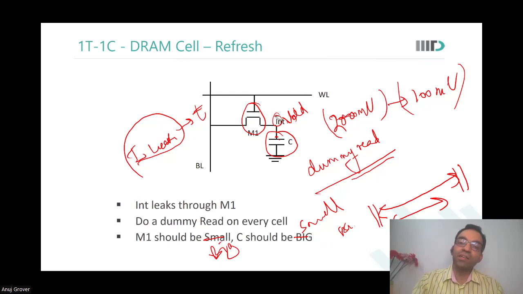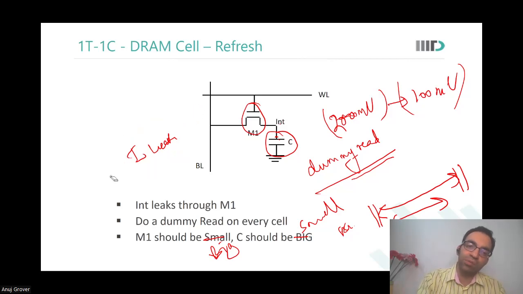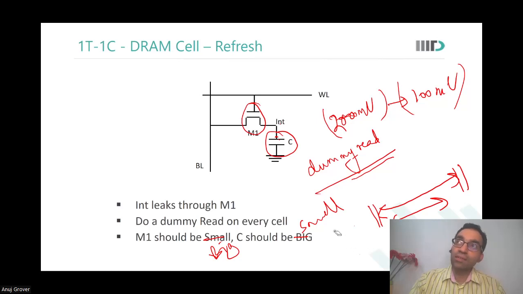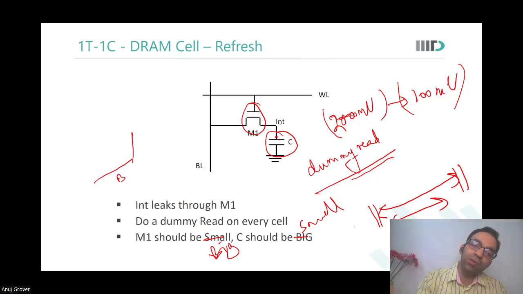So these are contradictory requirements on the capacitance sizing and the M1 sizing. Are you able to see this? Sir, but increasing the capacitor will increase the access time. Why do you say so? Because if the capacitor is large, it will move the VDD by 2 bitline much higher or much lower. So a large capacitor means that it will actually help your read operation also.